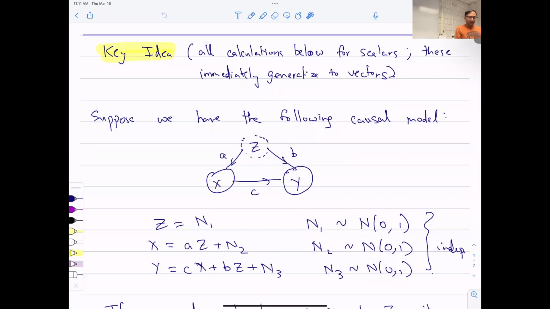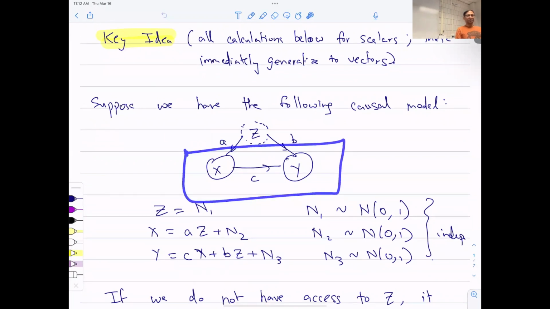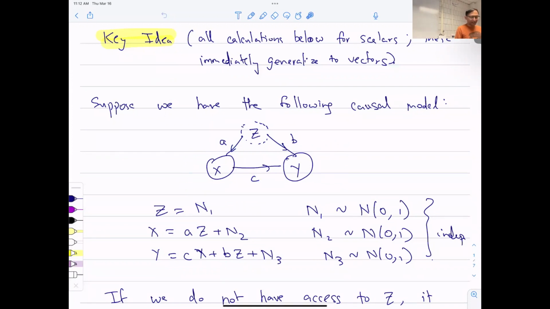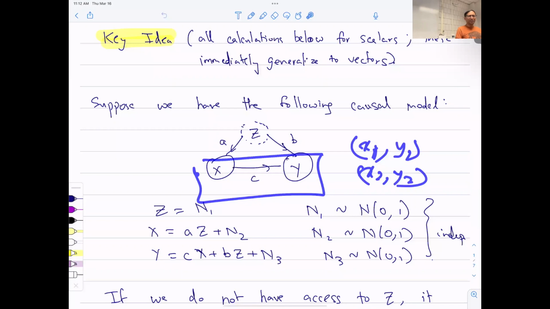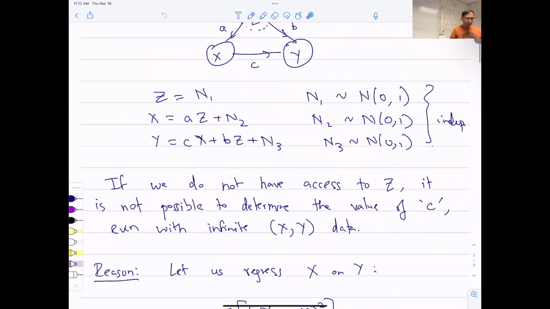So now Z is a latent variable in the sense that we don't have access to it. This is the underlying model, but what you can see is only this box. And in fact, you can't even see this value C. What you can get is samples X1, Y1, X2, Y2. You have an oracle which you can call and get as many samples as you want. You've got infinite samples of X, Y. Is the setting clear?